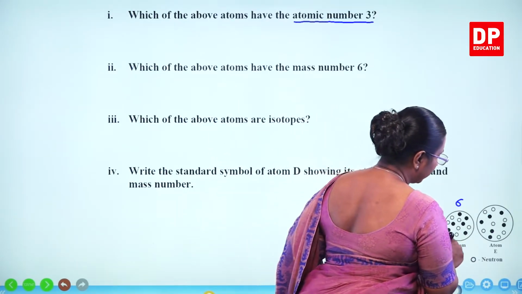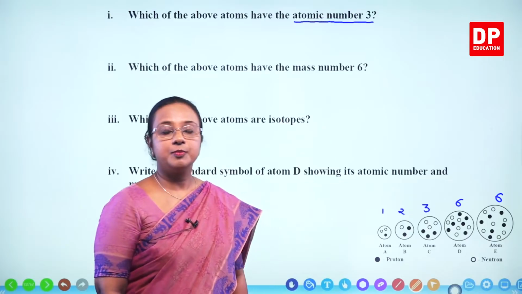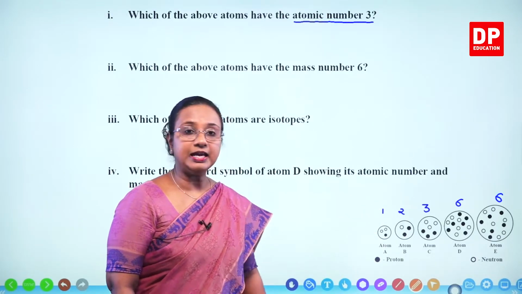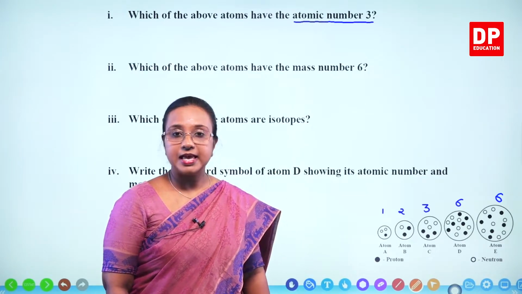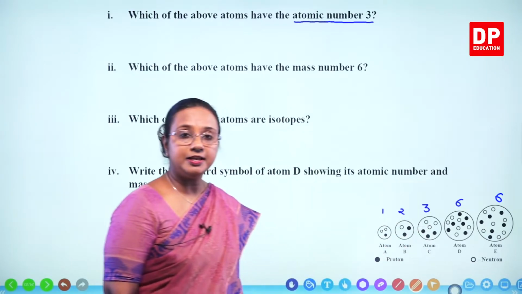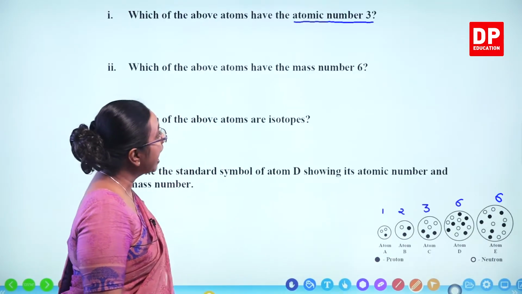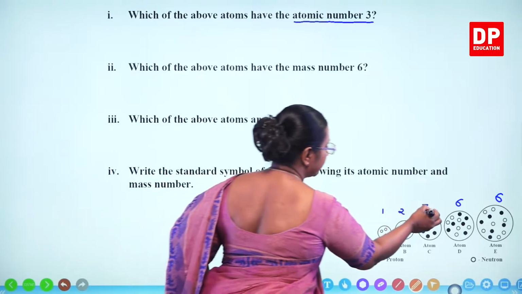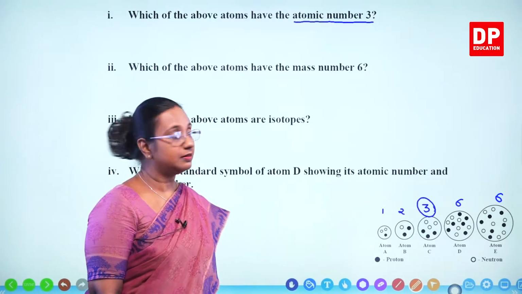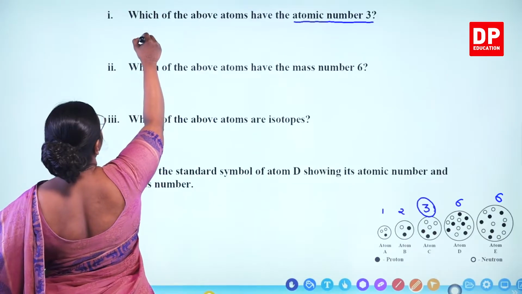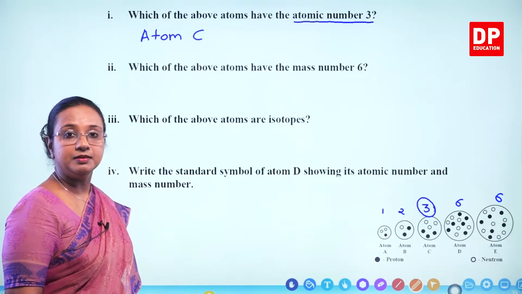Again, if we take atom E, 2, 4, 6. That also has 6 protons. So there are 2 nuclei with the same atomic number, 6. So that means they belong to the same element. But the other 3 are different from the last 2 nuclei. So to answer the first question, atomic number 3. So that is this nucleus. So atom C has atomic number 3. So to answer this question, it is atom C with atomic number 3.